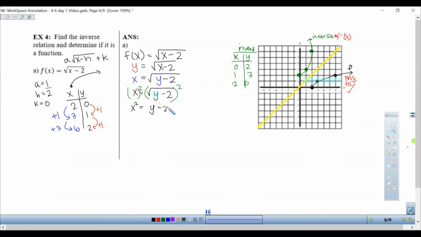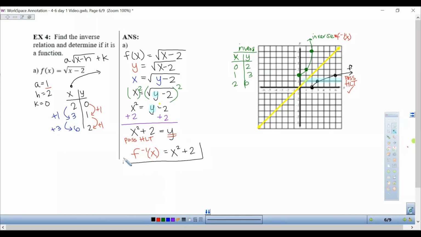Then if I want y by itself, I'm going to have to move over the 2. So I can move the 2 over by adding 2 to both sides. So that gives me x squared plus 2 is equal to y. Okay, we already said that our graph passed the horizontal line test. So because of that, we're able to rewrite our y as f inverse of x. And then that is just equal to our x squared plus 2.